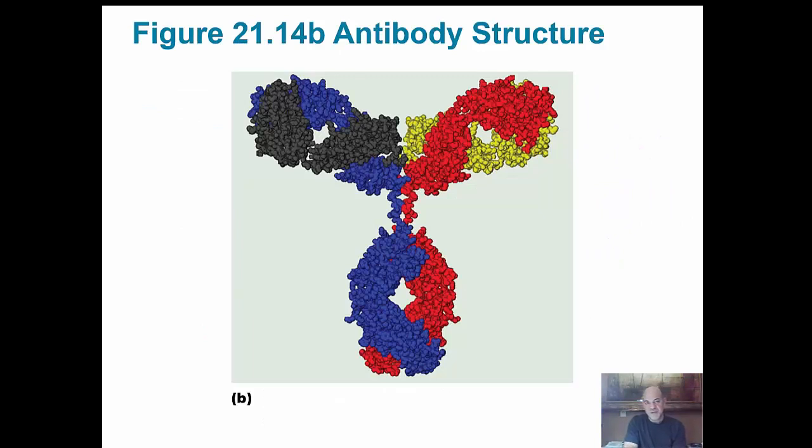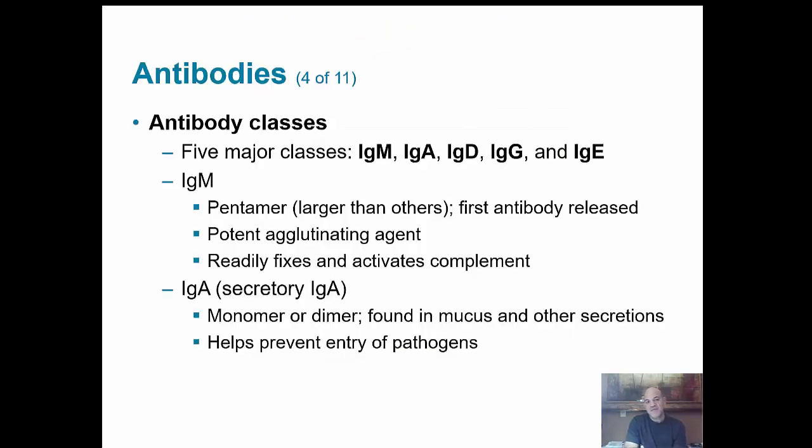This is just a space-filling image of a Y-shaped monomer antibody, and it's color-coded for the different light and heavy chains. And we have some classes of these antibodies I mentioned earlier, the 5 major classes. They include immunoglobulin M, A, D, G, and E. So we're looking at immunoglobulin M first. This immunoglobulin is a pentamer, and it's larger than others, and that means it's made of 5 monomers.